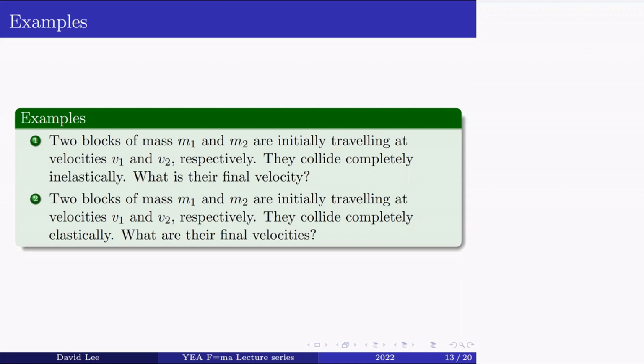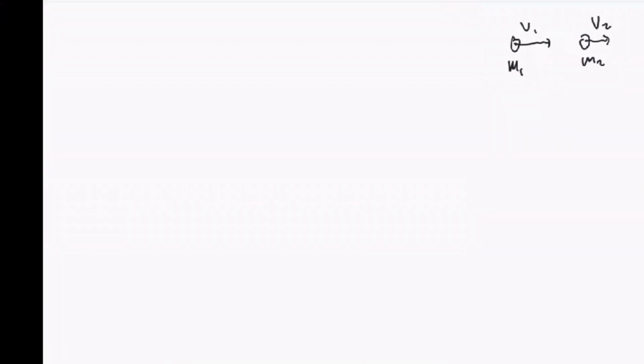So let's first talk about the first problem. We have two blocks, M1 and M2 here. M1 is initially traveling at V1 and M2 is initially traveling at velocity V2. And they collide completely inelastically. What this means is that they have to stick together, and we want to find their final velocity. So let's go over here and see what's going on.